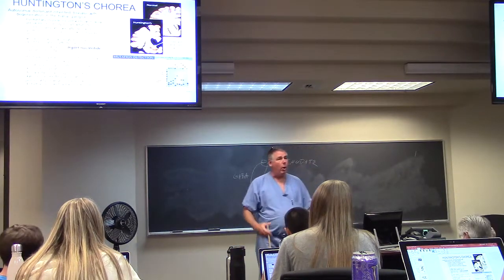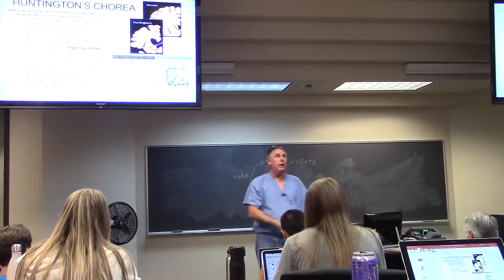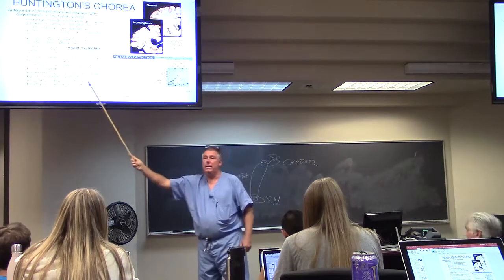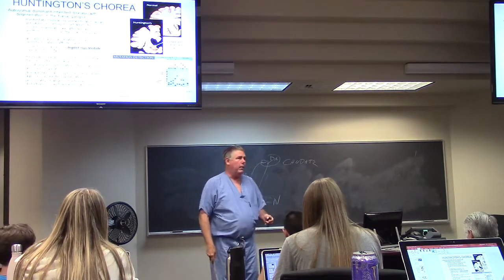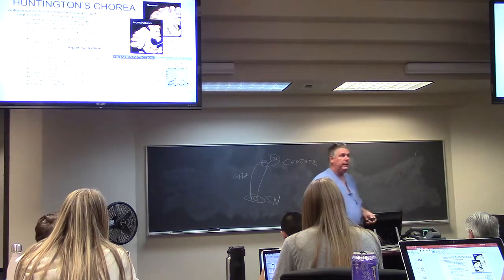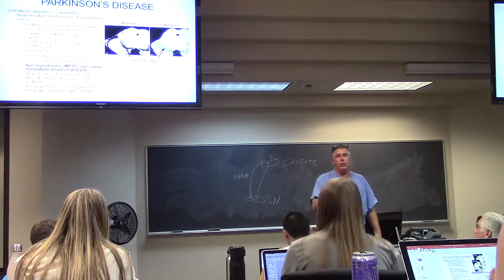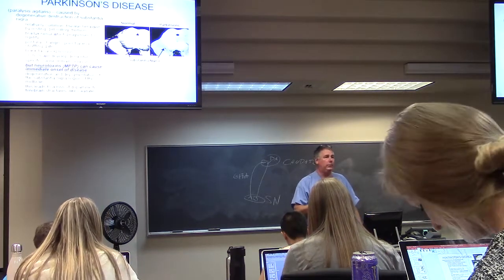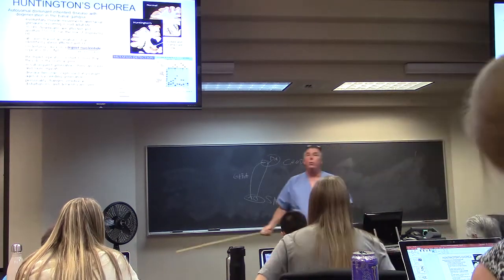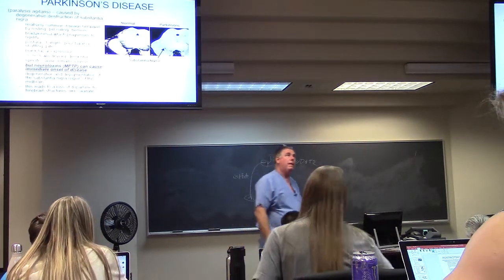Usually for the longest period of time, they are fully cognizant of what's going on. It's not till later on that dementia sets in, but by then they're wheelchair bound. It's a horrible disease. And usually it occurs after you've already had children, so you've already passed the gene on in your family.